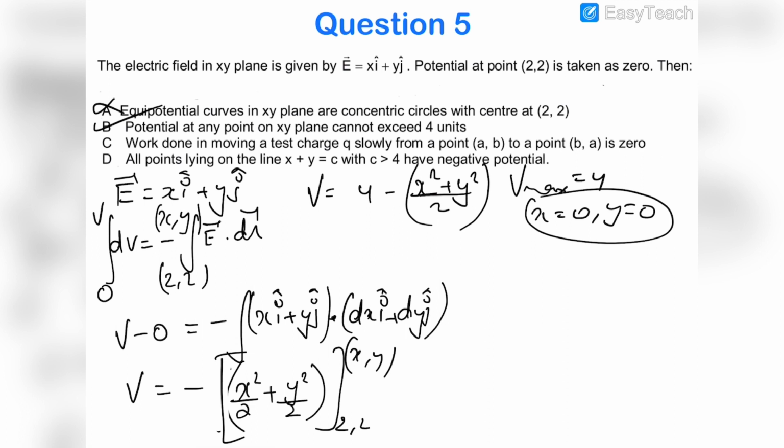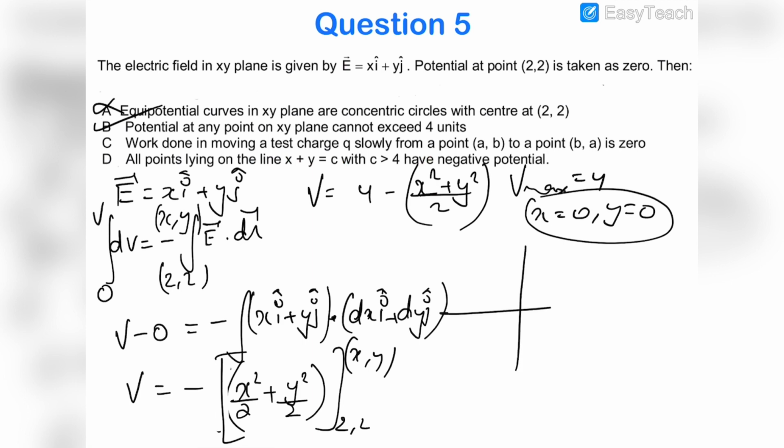You can see that if you substitute the value of x as A and y as B in this equation, and y as A and x as B in this equation, then potential of these 2 points would be same. You can keep the value and you can check, and therefore the work done would be 0. And the fourth option, that x plus y is equal to c, all the points which are lying on this line where c is greater than 0 will have negative potential.